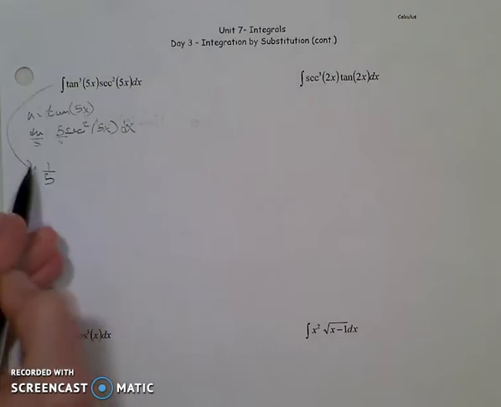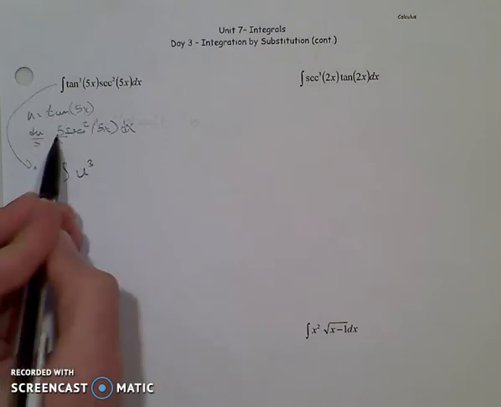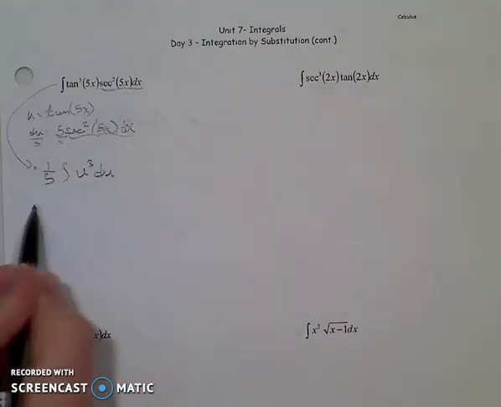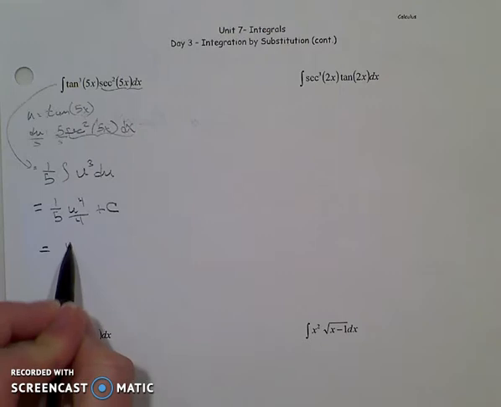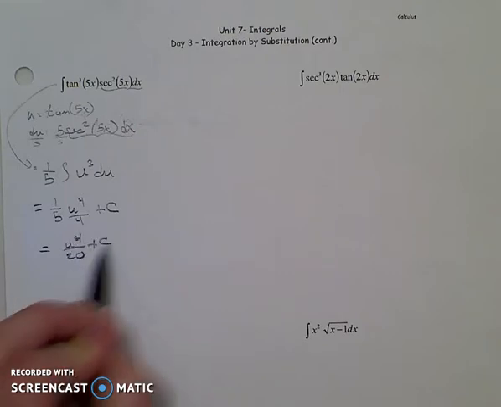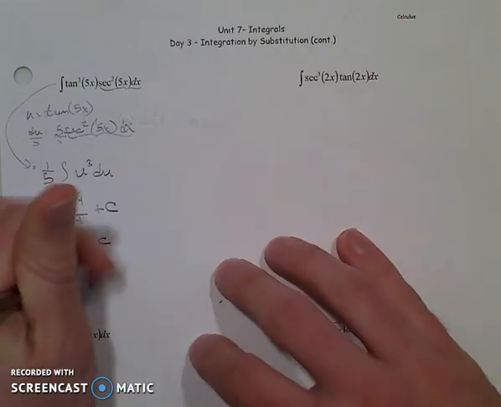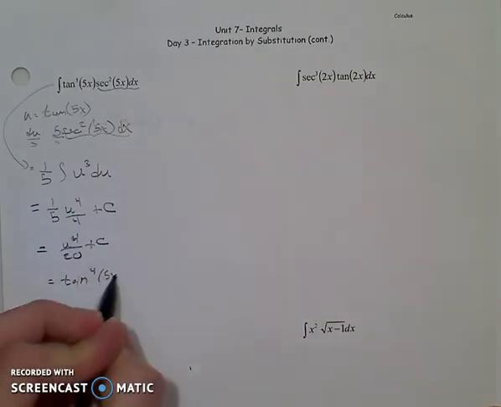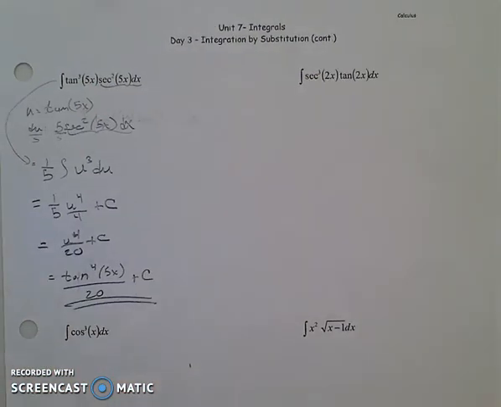So we come down here. 1/5 the integral of tan 5x, so it's u cubed, and all of this right there is taking care of du. And look how easy this is. 1/5 u to the 4th over 4 plus c. We're going to get u to the 4th over 20 plus c, and we plug back in. Tan to the 4th of 5x over 20 plus c. That's our answer.